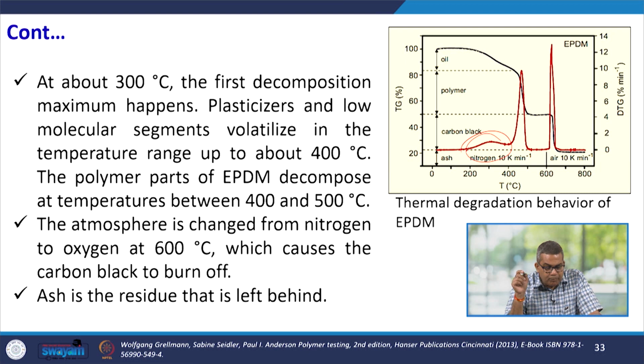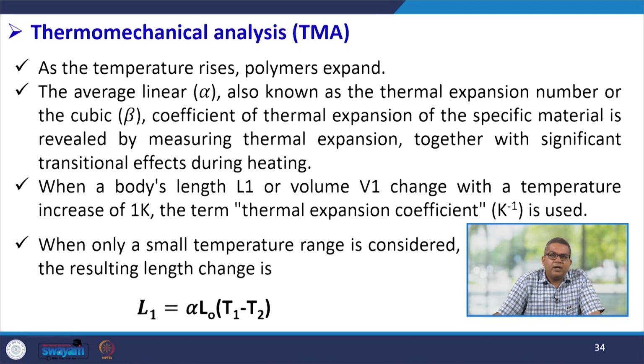decomposition maximum happens. Now, plasticizer and low molecular segments volatilize in the temperature range up to say 400 degrees Celsius, and the polymer parts of EPDM decompose at temperatures between 400 to 500 degrees Celsius. The atmosphere is changed from nitrogen to oxygen at 600 degrees Celsius, which causes the carbon black to burn off. Ash is the residue that is left behind.